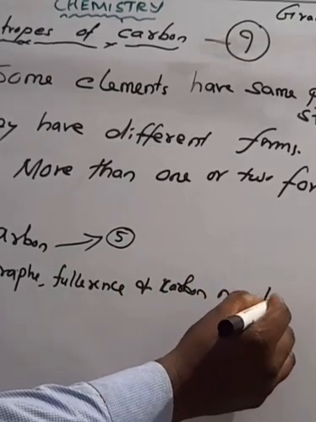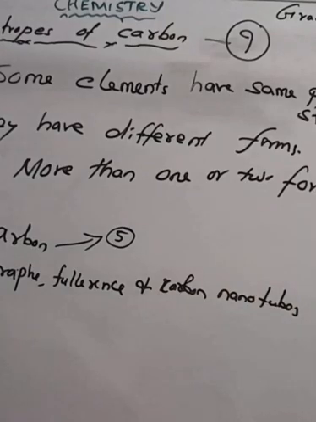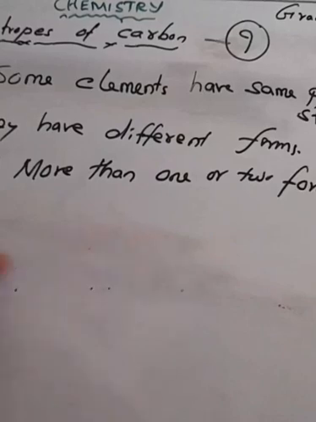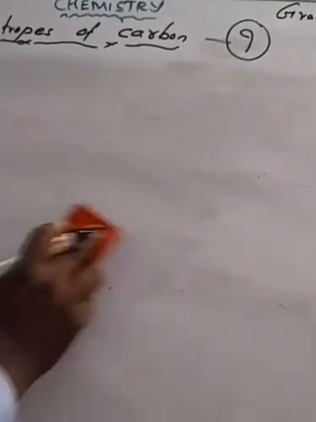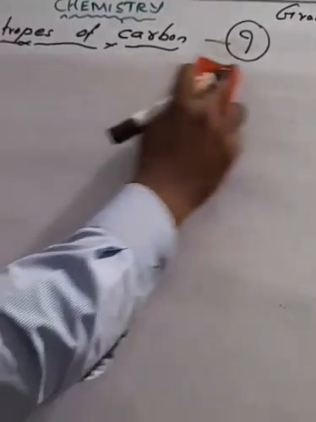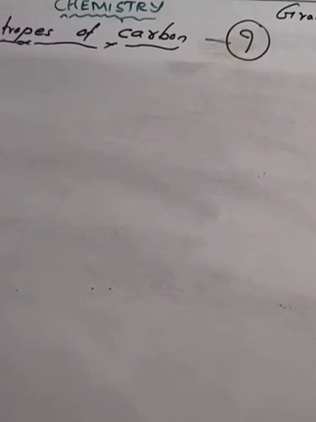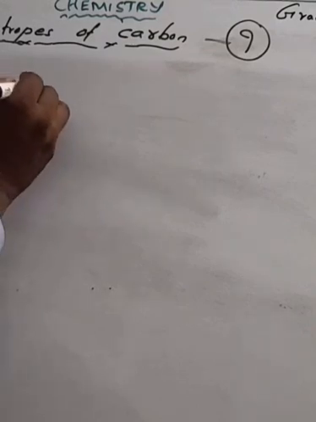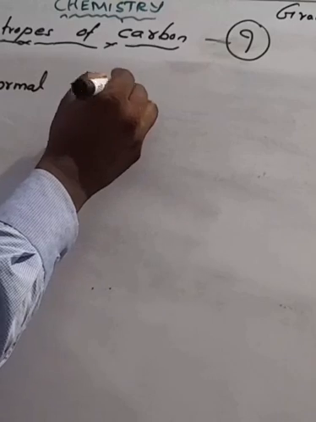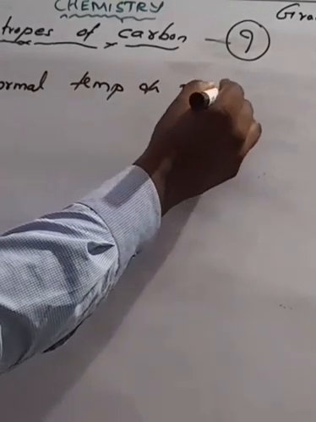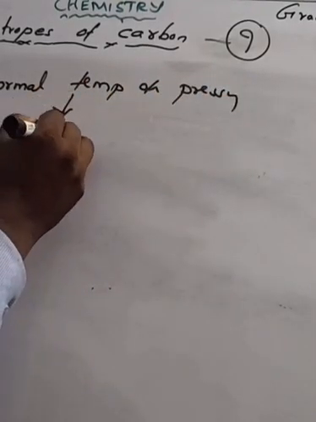What about graphite? Graphite is the most stable allotropic form of carbon at normal temperature and pressure. Can you understand, my dear children? It is only at normal temperature and pressure that graphite is the most stable allotropic form of carbon. Okay?